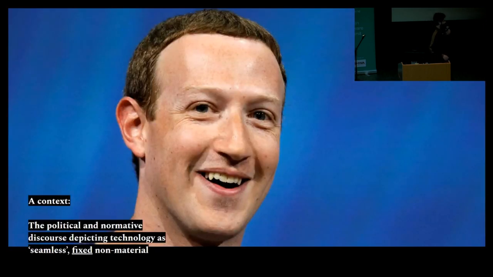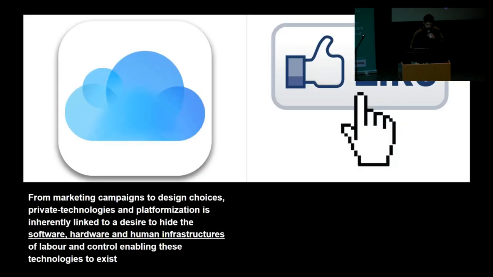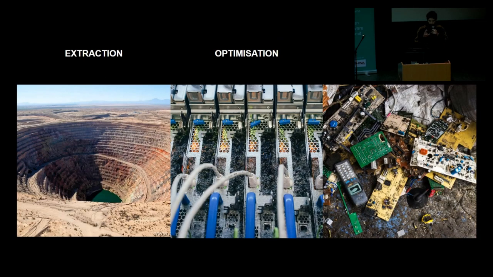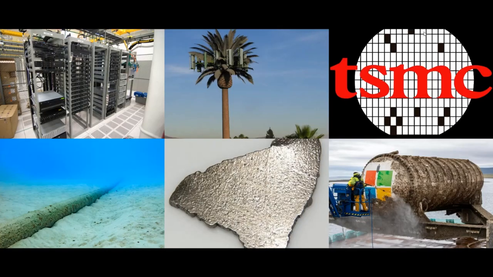It starts from a specific research context, which is the one around political and normative discourses that depict technology as fixed, as seamless, and as non-material. And of course, from marketing campaigns to design choices, private technologies, and platformization, there's always this desire to hide the software, hardware, and human infrastructure of labor and control that enables these technologies to exist at first. So from extraction to optimization or to waste, there's this hidden infrastructure of labor, from server racks to cell phone towers to TSMC, which is the biggest chip producer in the world, to undersea cables and so on.